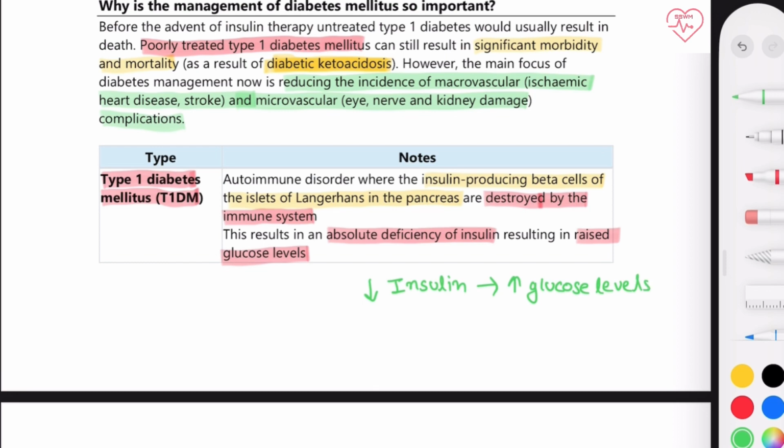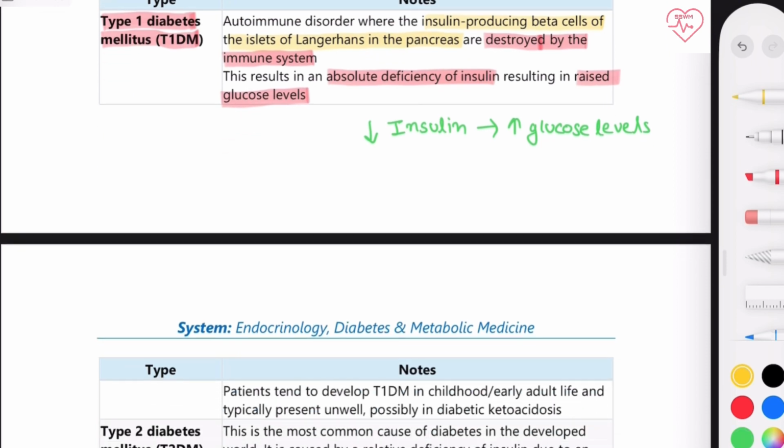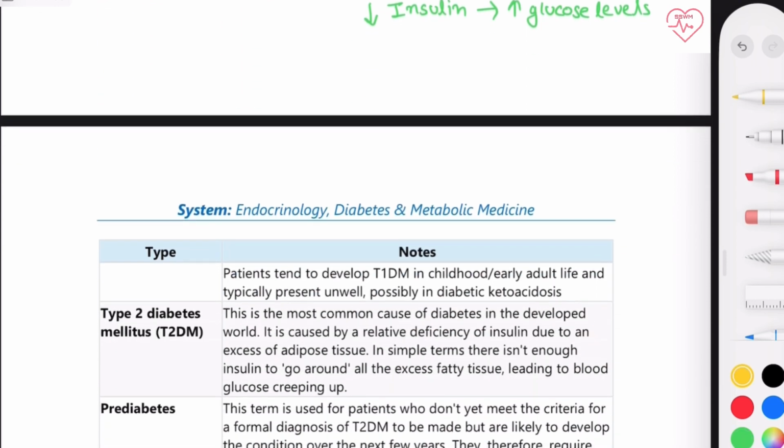And what gets destroyed over there? Insulin producing beta cells, right? So this is about that. Now patients tend to develop T1DM, type 1 diabetes, in childhood or early adult life, and typically present unwell and possibly with what? That is diabetic ketoacidosis.